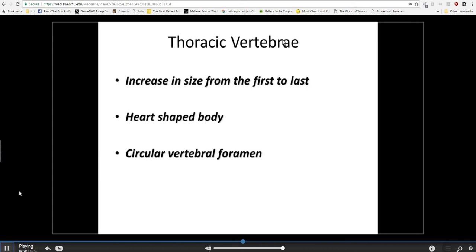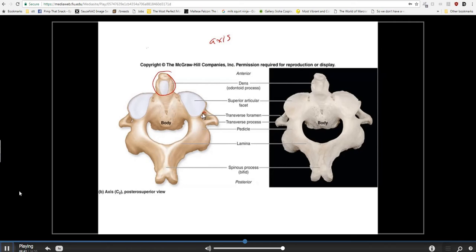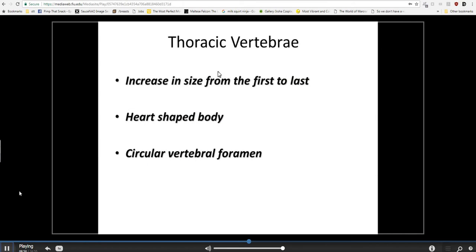Thoracic vertebrae, and again, I'm sorry, going back to these two, notice how you have openings in the transverse processes that allow for the coursing of the vertebral artery. Thoracic vertebrae become larger as you go from first to last. They have a heart-shaped body and they have a circular vertebral foramen.